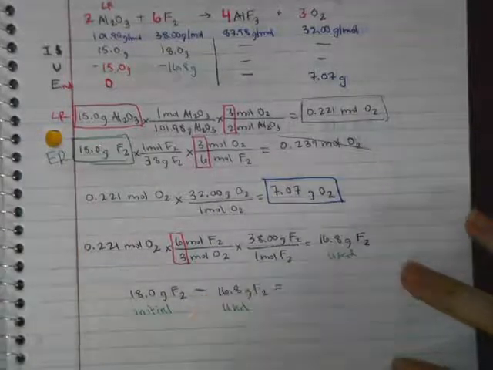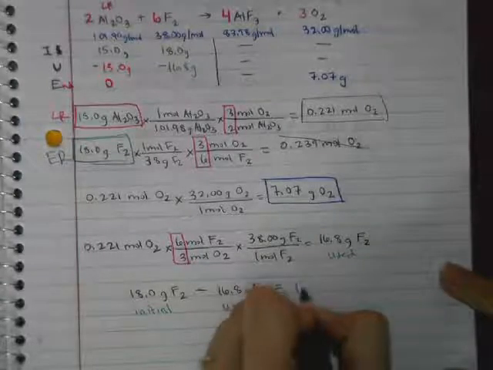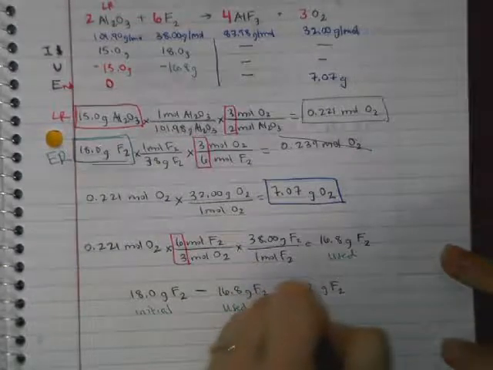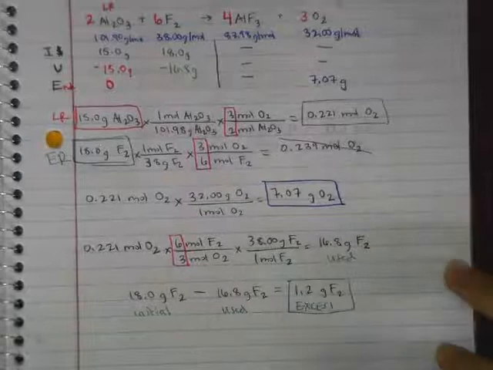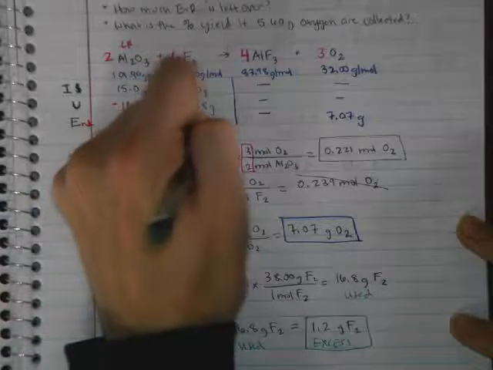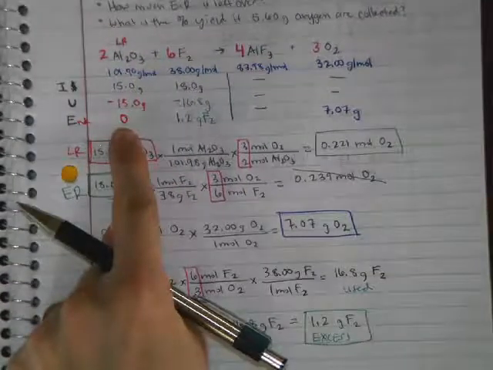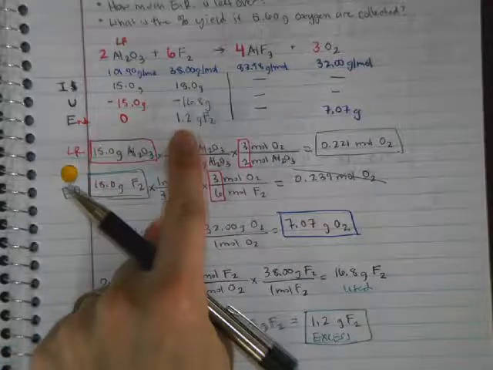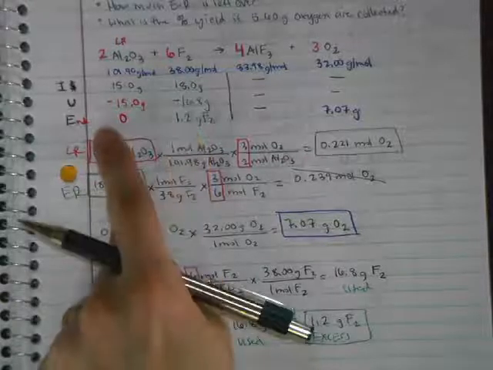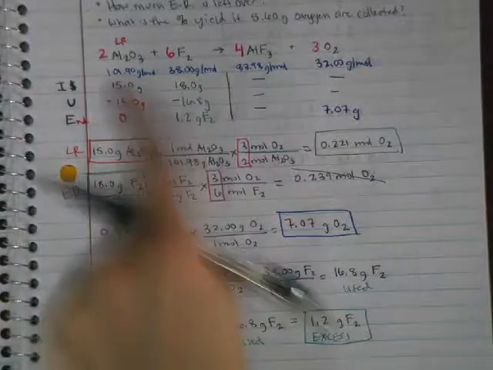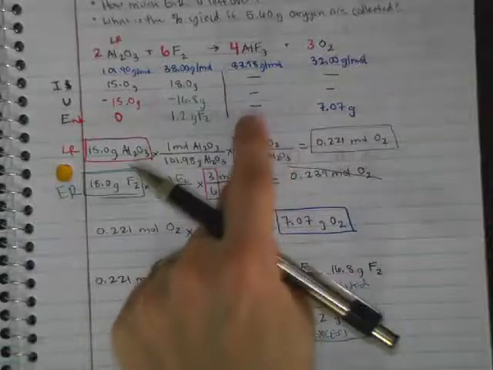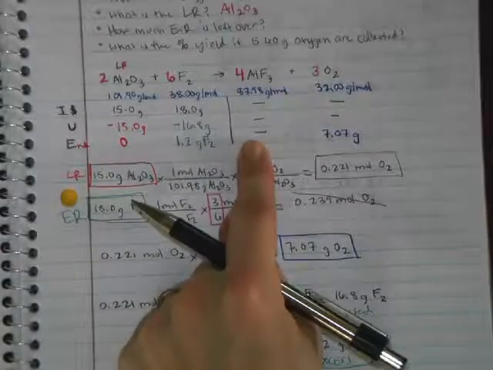Okay, so if I subtract those two, I end up with 1.2 grams of F2, and this is my excess. This is how much is left at the end, so I can fill this out right here. At the end of this reaction, I have no aluminum oxide left over. It was my limiting reactant. It's gone. I still have 1.2 grams of F2 left over, which is not bad. I didn't waste a whole ton. And at the end of this reaction, when these have all been used, I will have produced 7.07 grams of O2, and yes, some unknown quantity of aluminum fluoride, but I could figure that out, but the question just asked for oxygen, so I didn't bother.